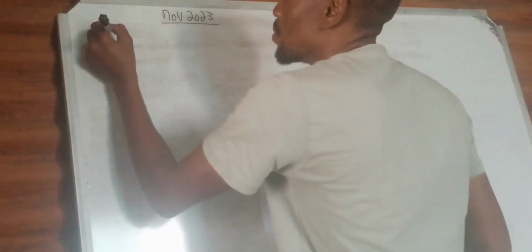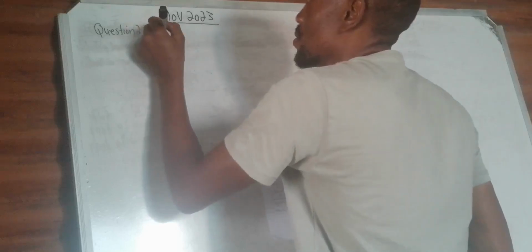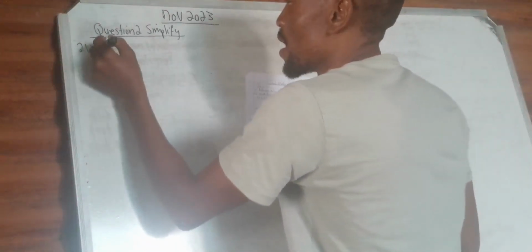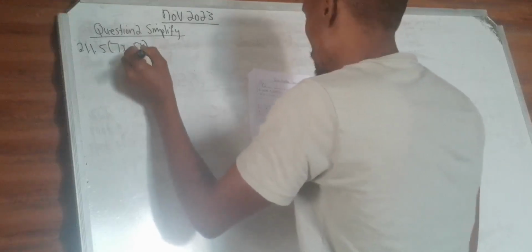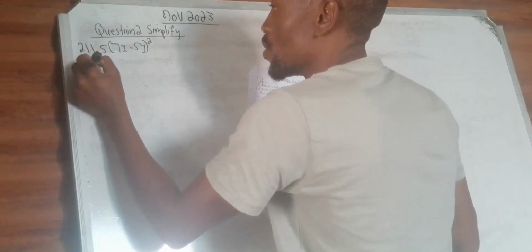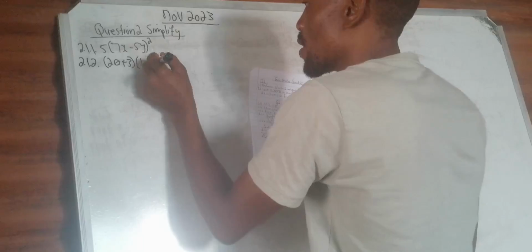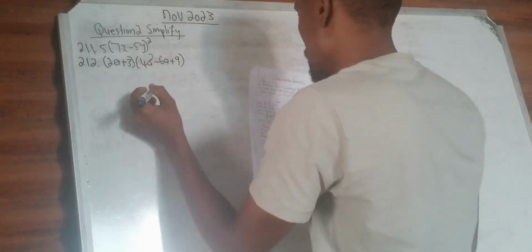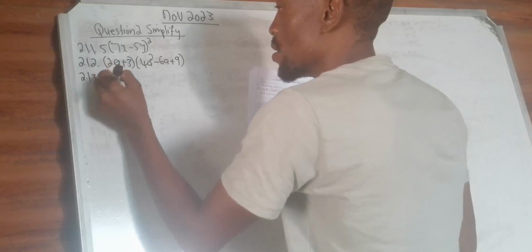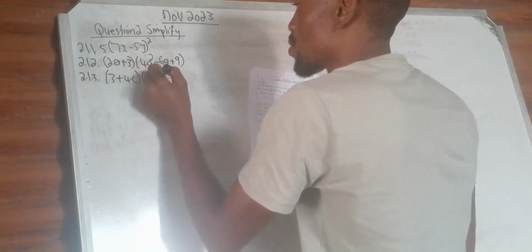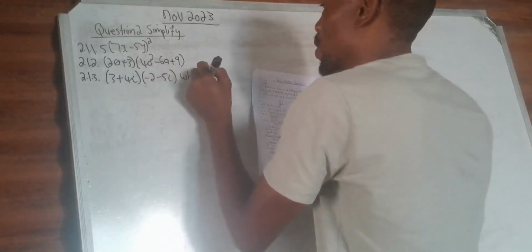Now in question 2, you must simplify. 2.1.1: 5 times (7x minus 5y) all squared. 2.1.2: (2a plus 3)(4a squared minus 6a plus 9). 2.1.3: 3 plus 4i minus (2 minus 5i), where i is a complex number. How do we solve this?